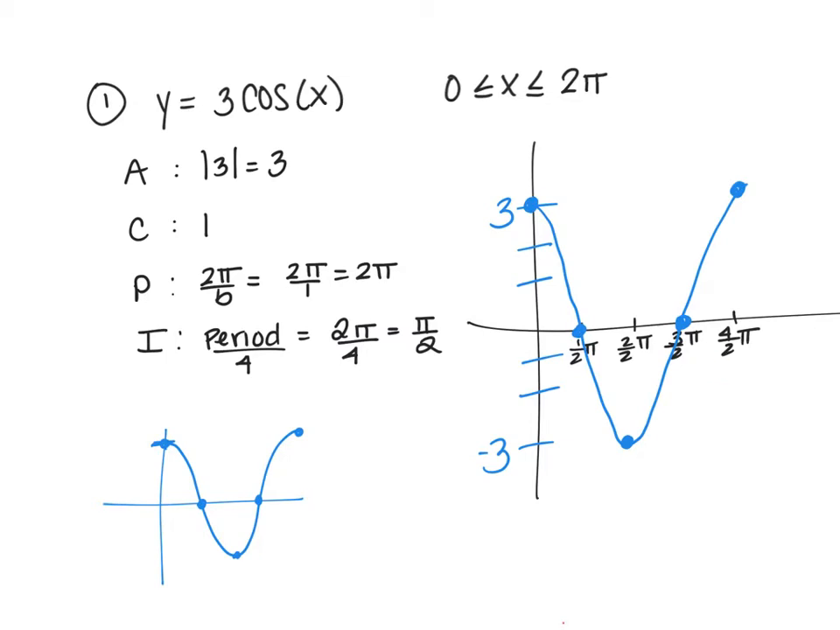All right, and the last thing I could ask you to do is tell me the range. In this particular example, my range goes from -3 to 3, -3 being my lowest and 3 being my highest. All right, let's try another one.